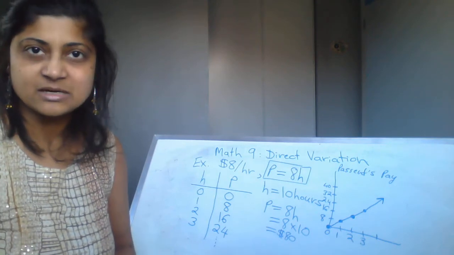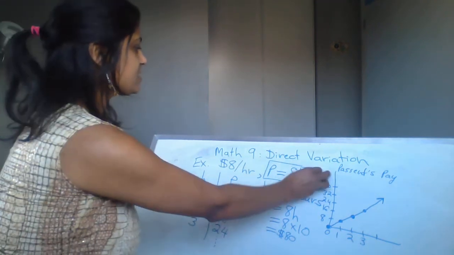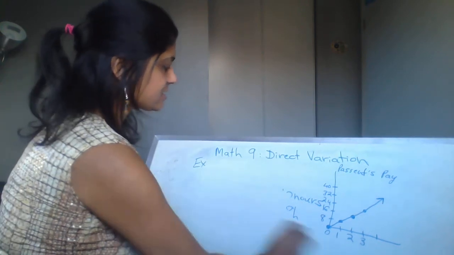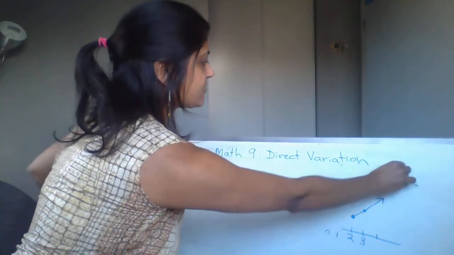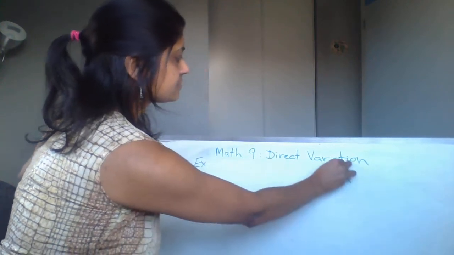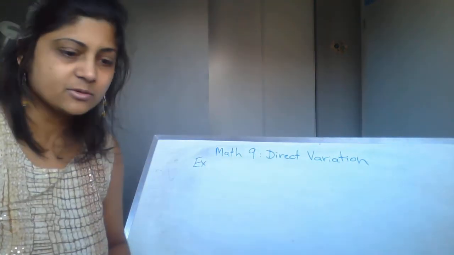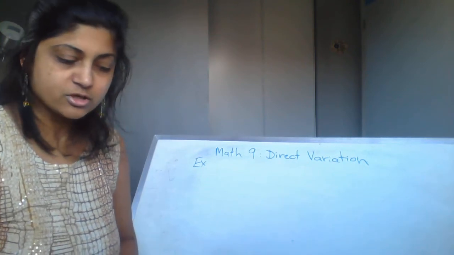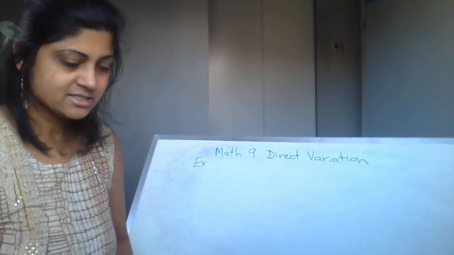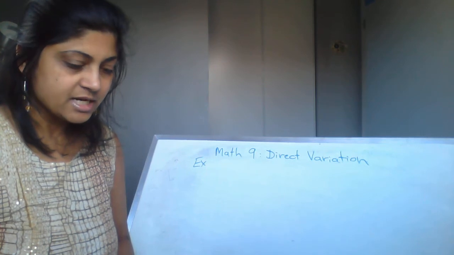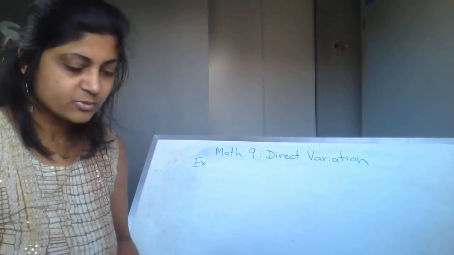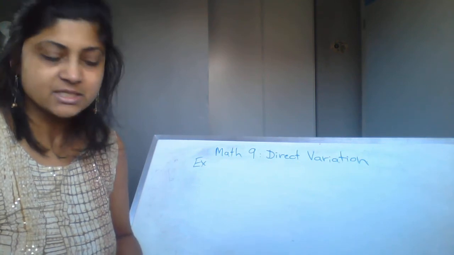Let's try one last example here. So I'm going to take this off. And again, this is an example for direct variation. So I'm going to read the question out loud. A parking garage charges $2.75 for parking. And we're going to use our graph here. So we do have to graph this out, but let's make the table first.